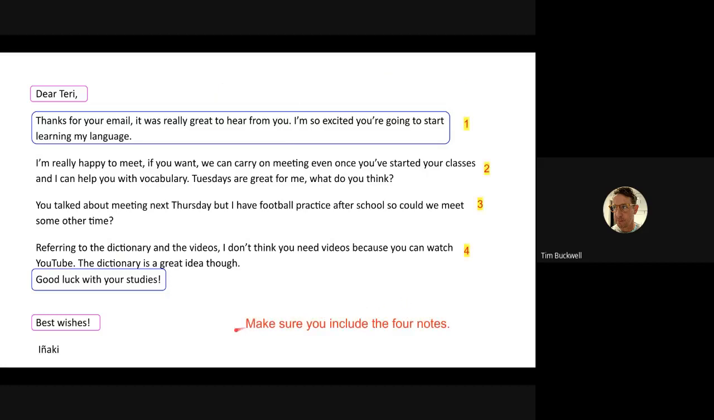The next point is that this person has included the 4 notes. We had to say that we were pleased he was starting to learn the language. We had to say that we were happy to carry on helping once he's started his classes. We had to say that we couldn't meet next Thursday, and we had to give a reason why. I have football practice. And then we also had to give advice on whether to get a dictionary or whether to watch videos. And this person has given advice. So he's included the 4 notes. This is very important. We must include all of the notes that are part of the email.